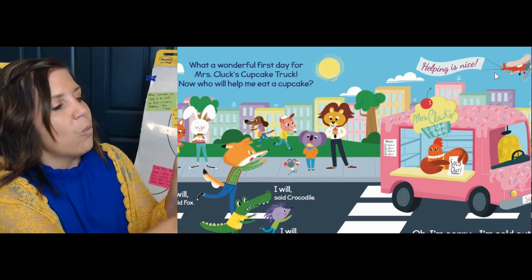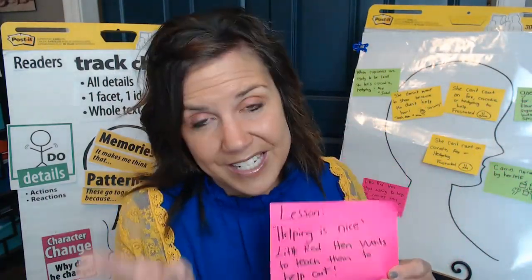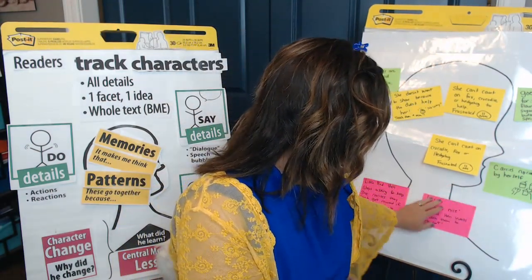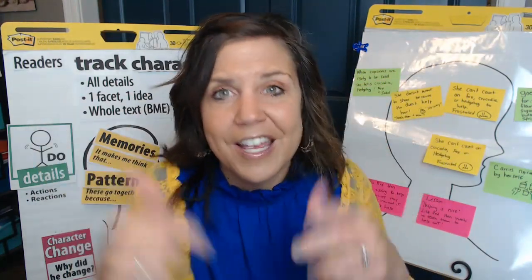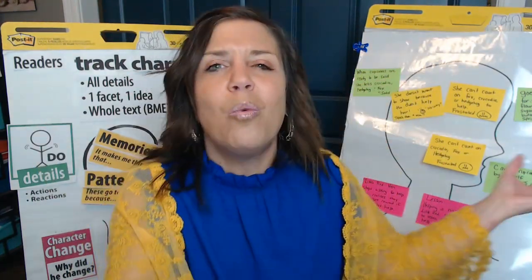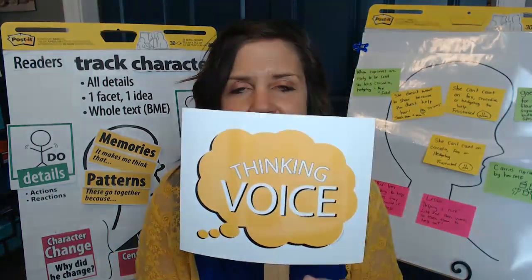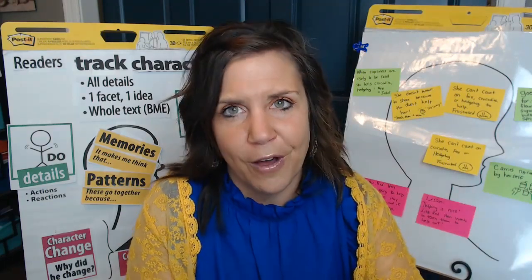Little Red Hen wants to teach them to help out. She wants to teach them a lesson. That is the lesson that we can learn in this story. So that went on pink because those are the new thoughts. The author didn't tell us these. We had to use our thinking voice and come up with that as a new thought.